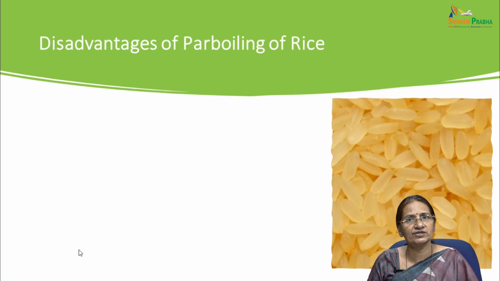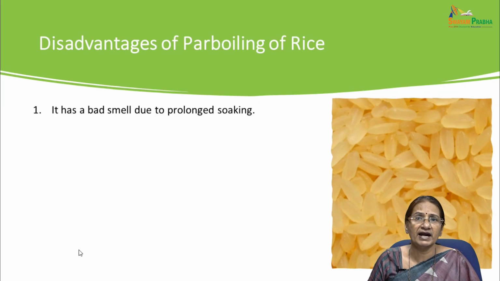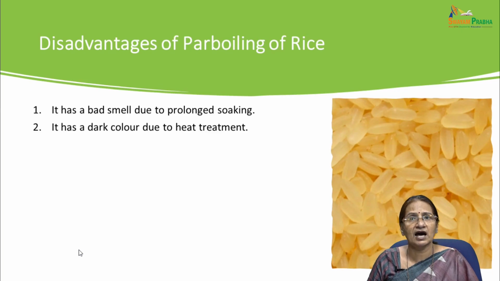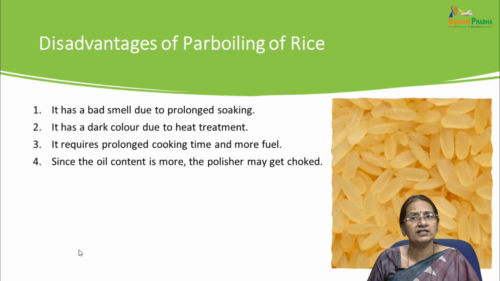Now, disadvantages of parboiling rice. It has a bad smell due to prolonged soaking. It has a dark color due to heat treatment. It requires prolonged cooking time and more fuel. Since the oil content is more, the polisher may get choked.